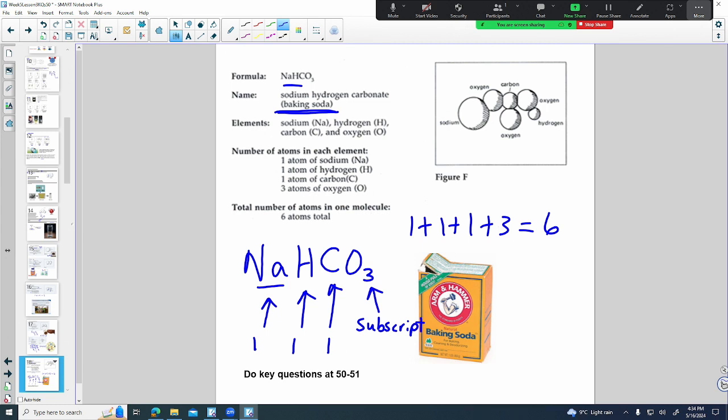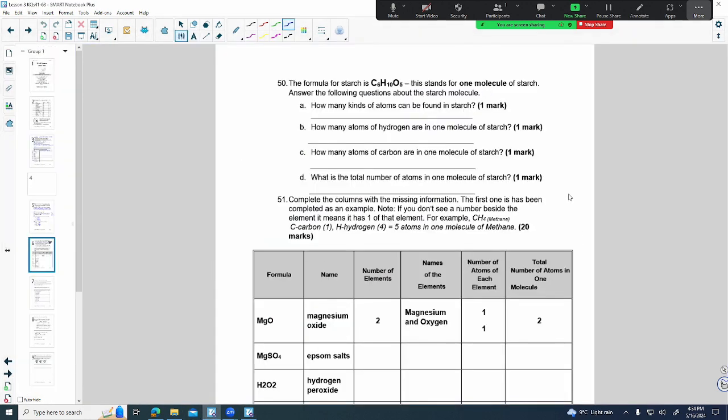Okay, let's try key questions 50 and 51. Okay, we'll do key question 50 together. So the formula for starch is C6H10O5. Okay, I'm going to make that bigger here.